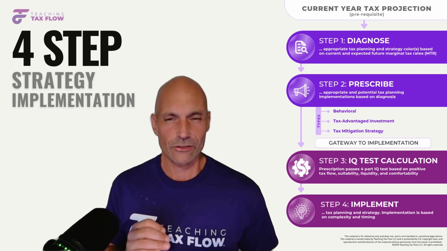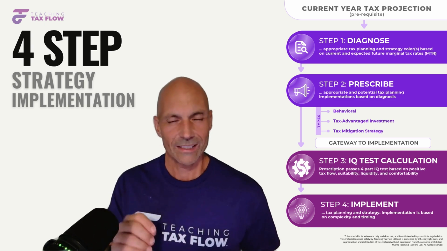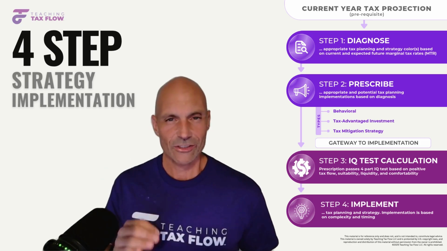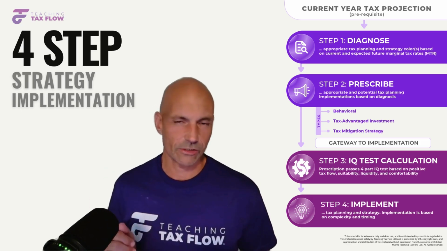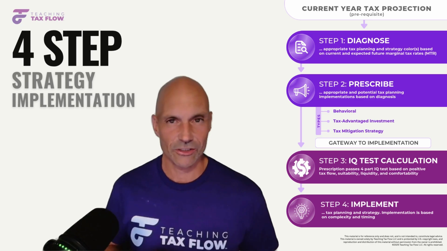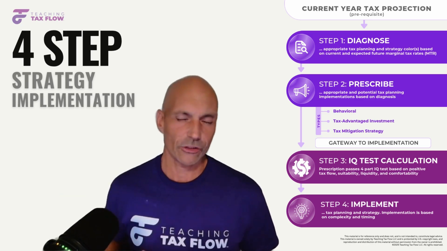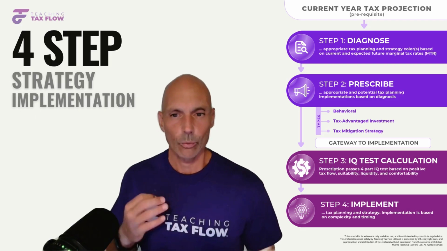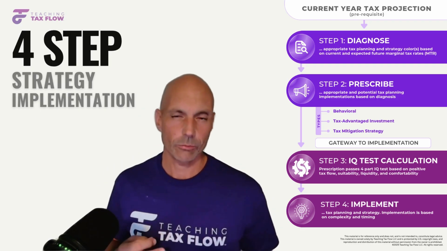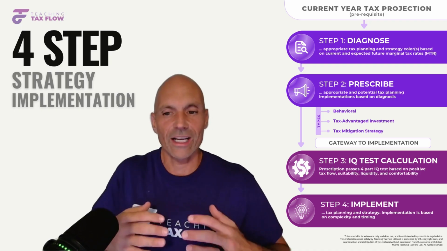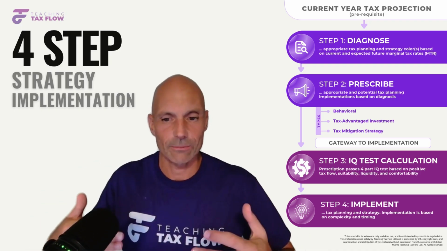Those prescriptions or tax planning implementations come in 3 different buckets. Some are behavioral, some are tax advantaged investments, some are tax mitigation strategies, and they work hand in hand together. Once feedback is received from the taxpayer on which prescriptions they're comfortable with, then we go into step 3. We call that our gateway to implementation.